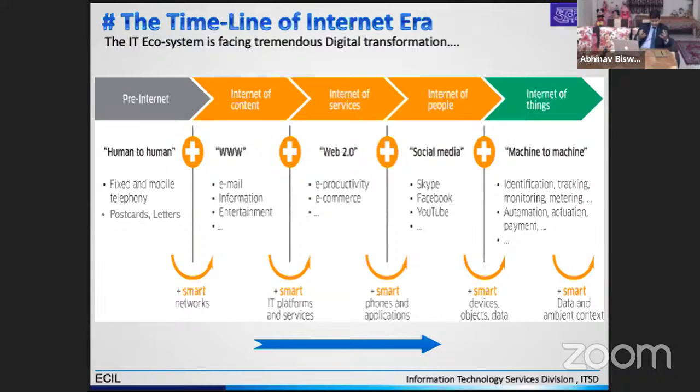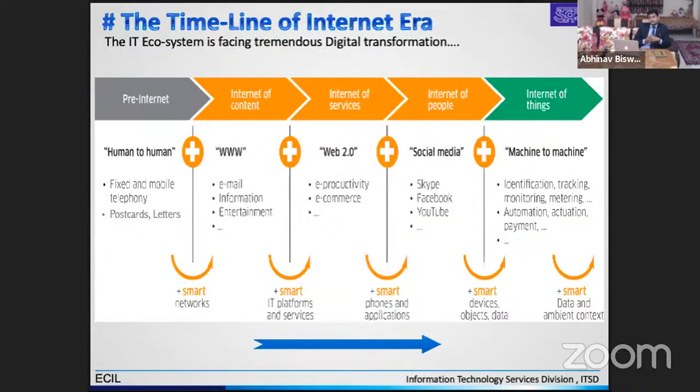Computer devices started connecting to each other. And that was when we started the content of the internet. We came into the internet era, and it was the era of content, which we call WWW, the World Wide Web. So emails started coming, information was shared online via these networks, even entertainment websites started coming. So this was the era of content, because a lot of digital content was being put up on the internet.